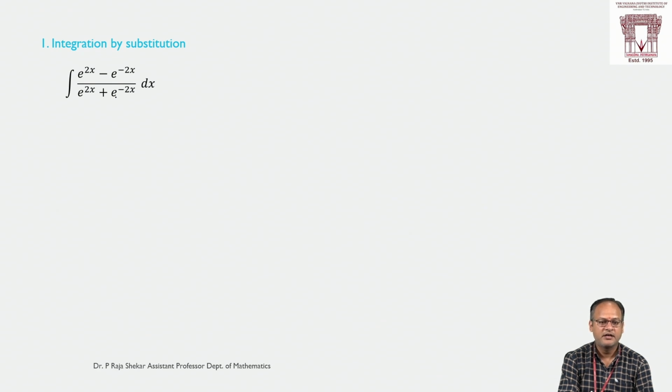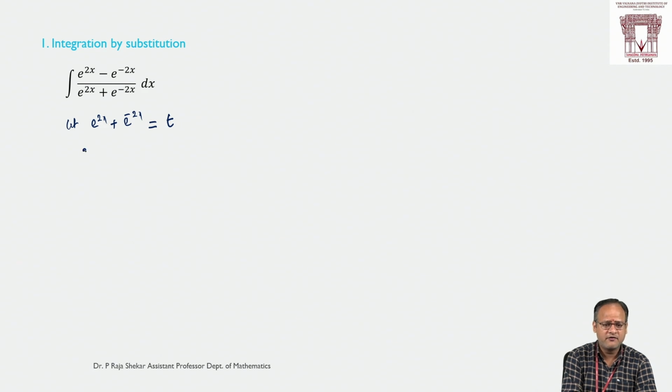So what is the connection? What is the numerator? e^(2x) minus e^(-2x) is the derivative of e^(2x) plus e^(-2x). So for that, what do we do? We replace the denominator. So what is that? e^(2x) plus e^(-2x) by some t. So let me replace e^(2x) plus e^(-2x) by t.